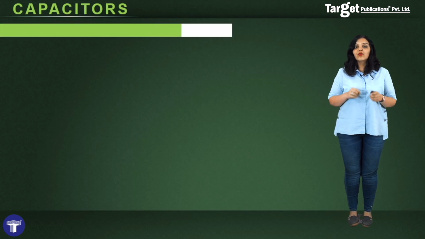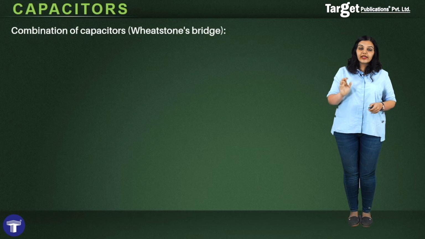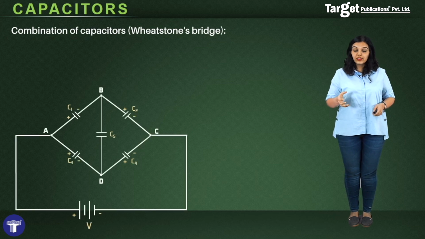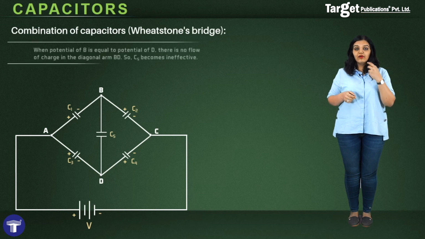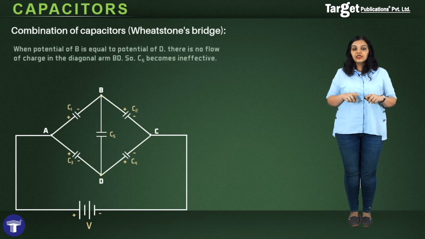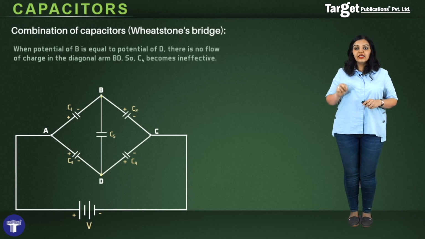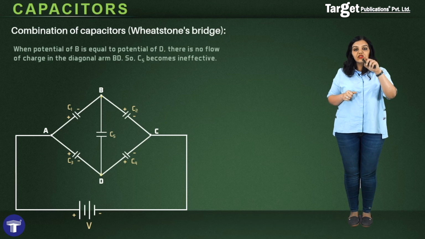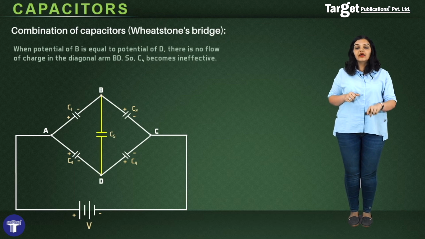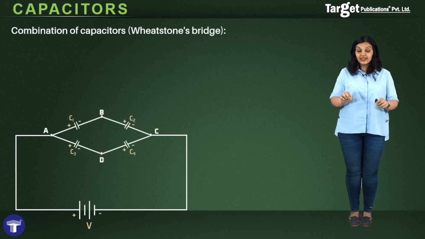You can also create a Wheatstone's bridge of capacitors, just like we did for resistances. So I want to look at the balance condition if I have a Wheatstone's bridge but made up of capacitors instead of resistances. So first let me tell you what is the balance condition. The balance condition means that the potential at point B and point D will be exactly the same, in which case there will be no flow of charge in the diagonal arm BD, and therefore this arm becomes ineffective, and so C5 becomes ineffective. So we will completely ignore this arm for the balanced condition.